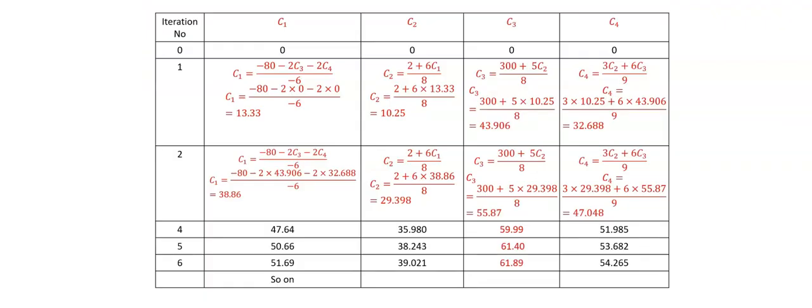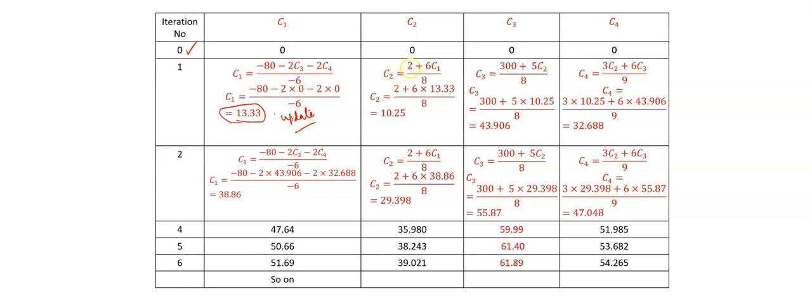Now here, we plug in 0 for everything, so 0, 0, 0, 0. Now C1 is equal to minus 80 minus 2C3 minus 2C4 over minus 6. We plug in C3 and C4, and we get C1 equal to 13.33. Now for calculating C2, we have to use the updated value of C1, not the old value. So this is the updated value we have to use.